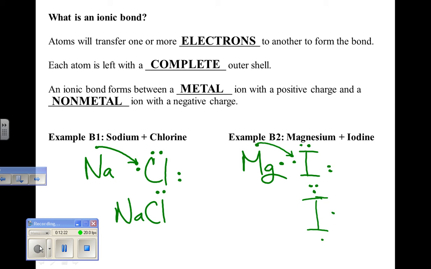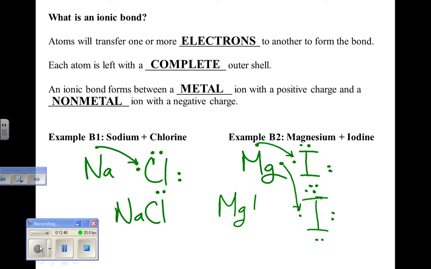And what's the chemical formula? Nope, no parentheses. MgI2, because there's 1 magnesium and 2 iodines.